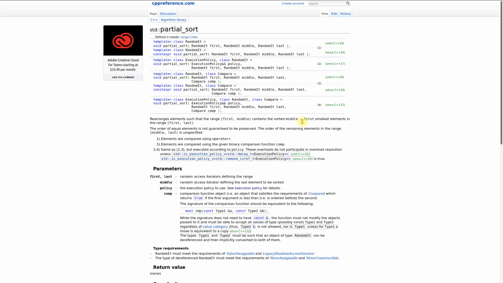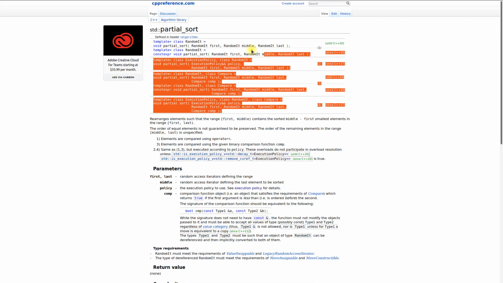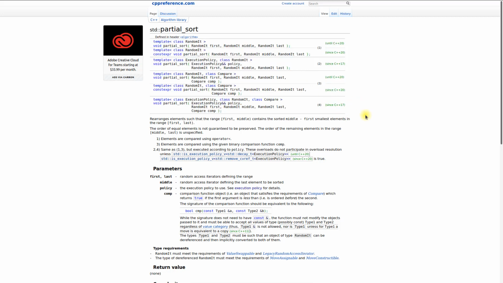So if you see cppreference.com, you can see these many overloads are available for this particular function. I'm particularly interested in this last one, which says you can have the first argument as the execution policy. If you are watching my series, I have already talked about this execution policy. You can run this algorithm in parallel if you want to and your data supports that. Then you can use the execution policy, and then the first element, middle element, and the last element.